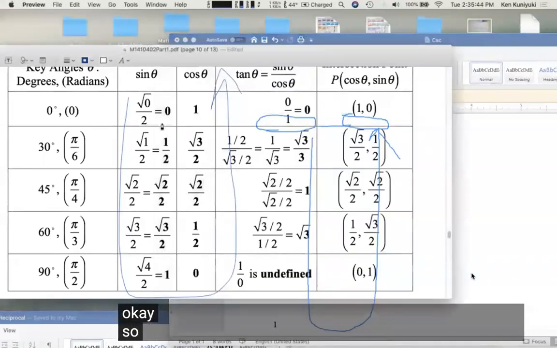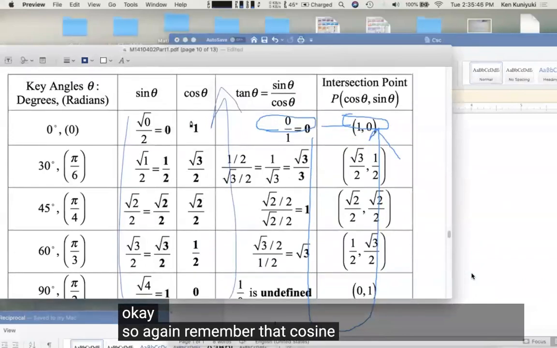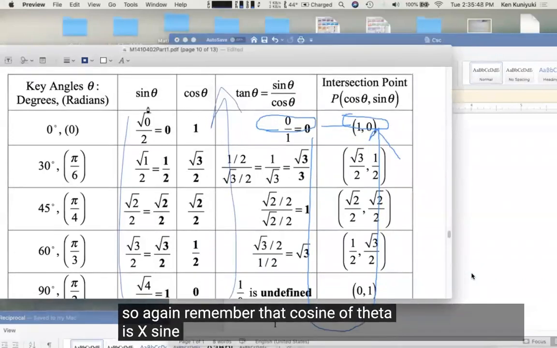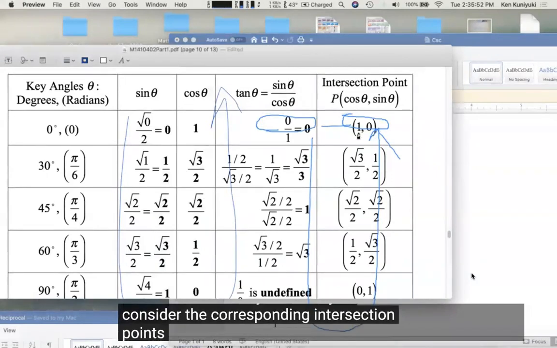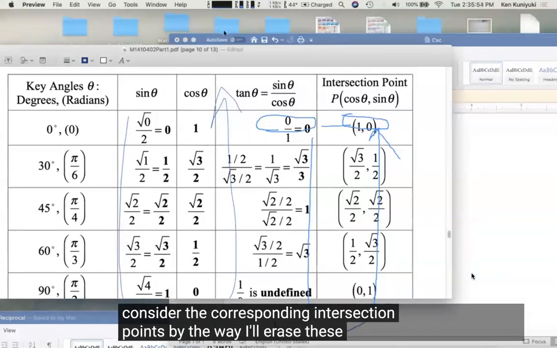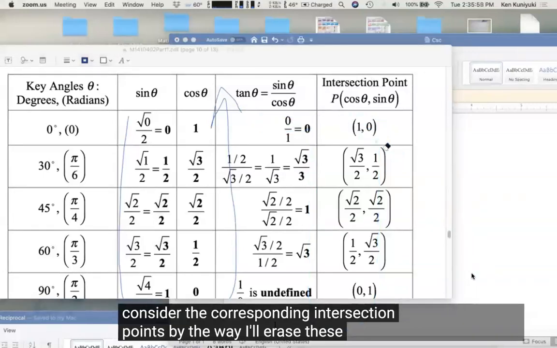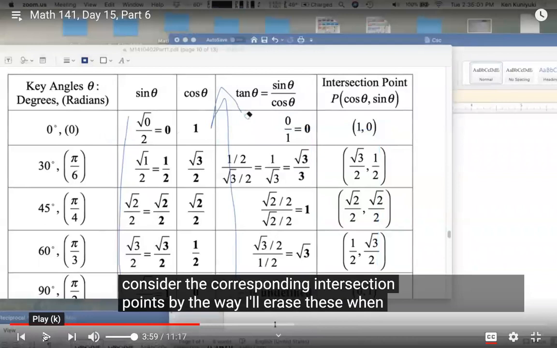Okay, so again, remember that cosine of theta is x, sine of theta is y. So when you consider the corresponding intersection points, by the way, I'll erase these. By the way, one comment. What I did there, I used the annotate function in Zoom, which is cool, but the marks tend to stay on the screen. That's what I noticed.